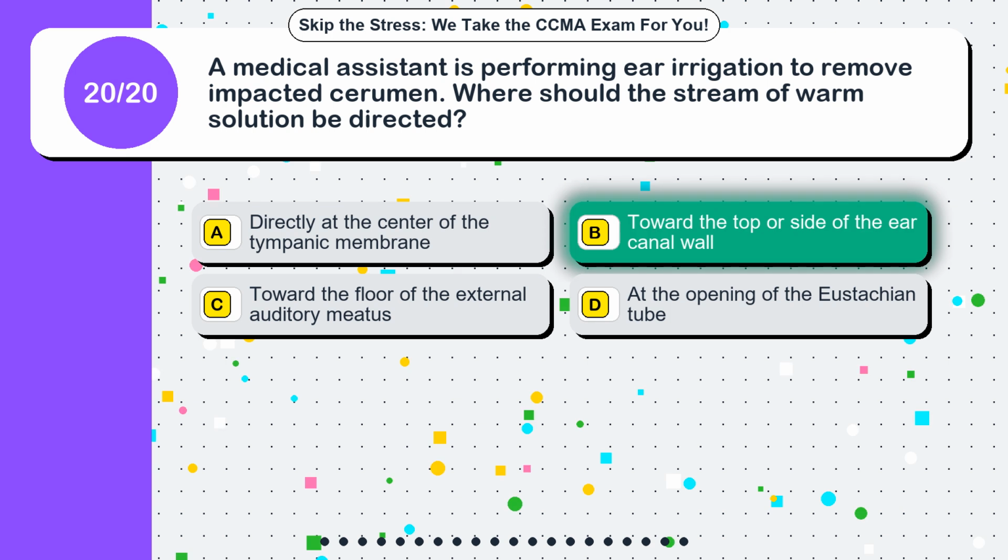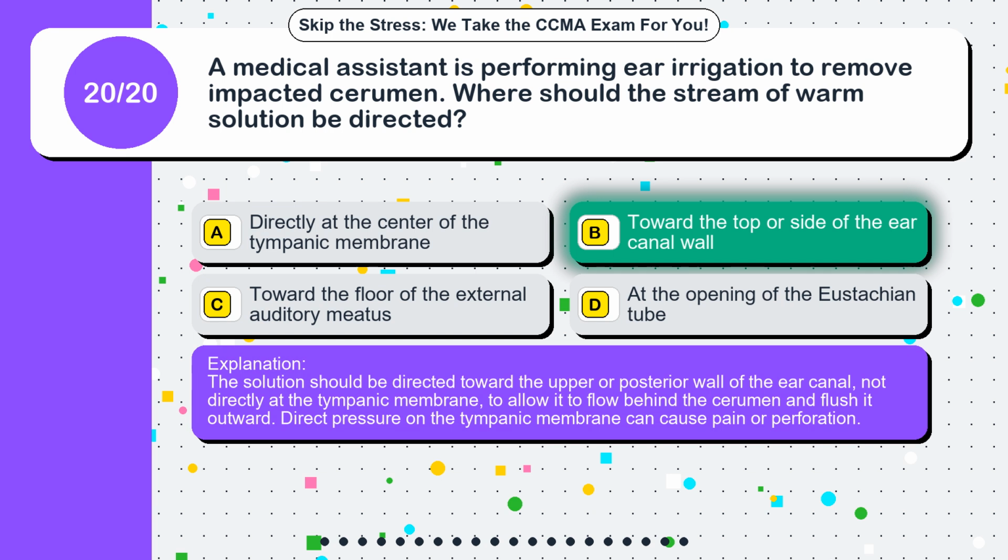The correct answer is option B, toward the top or side of the ear canal wall. The solution should be directed toward the upper or posterior wall of the ear canal, not directly at the tympanic membrane, to allow it to flow behind the cerumen and flush it outward. Direct pressure on the tympanic membrane can cause pain or perforation.